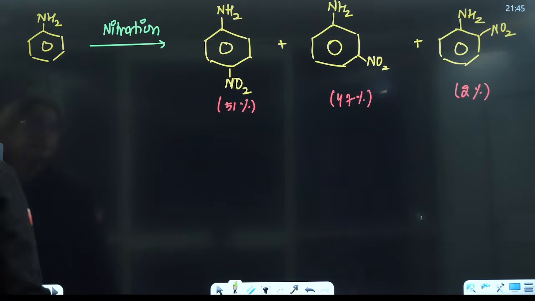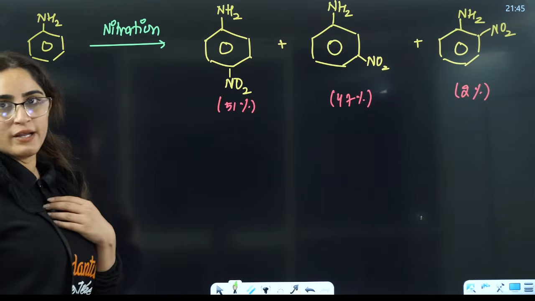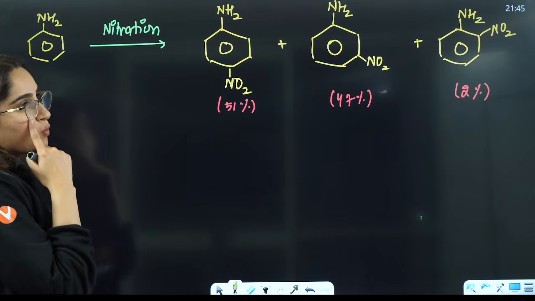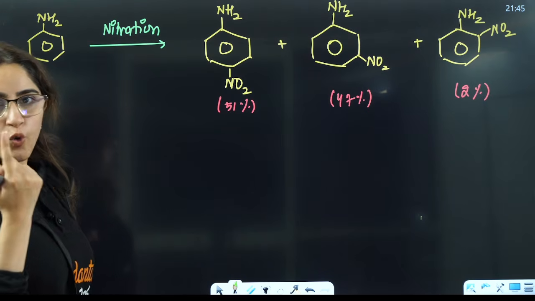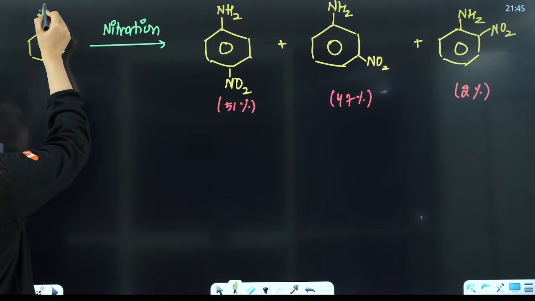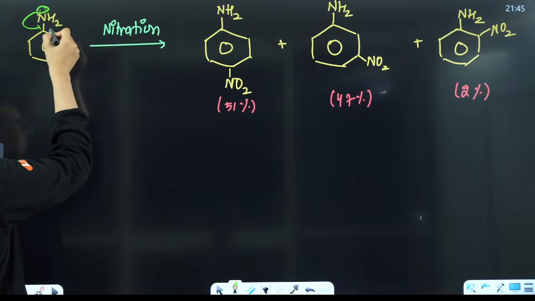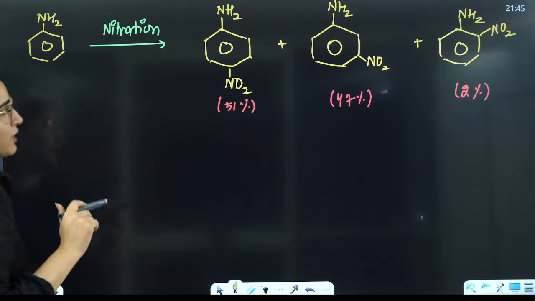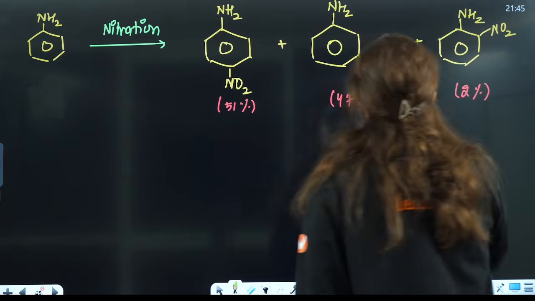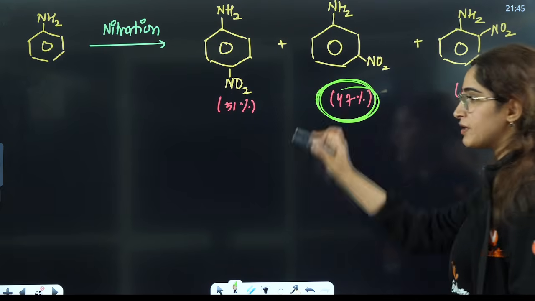Okay. See, nitration, what will happen? Nitration, we were thinking that aniline, I only told you, if on benzene you have lone pair, then this will give you plus M, that is ortho-para. But here you have meta product, that too 47%.